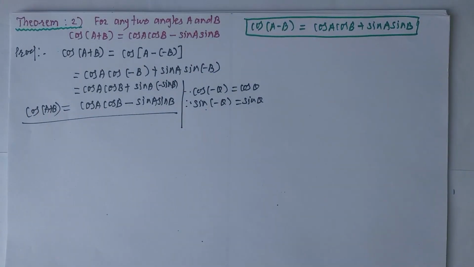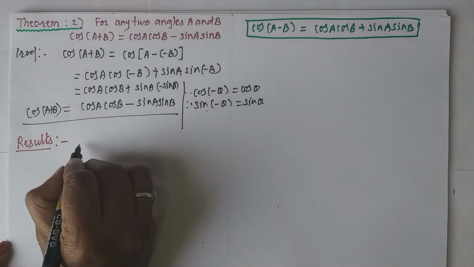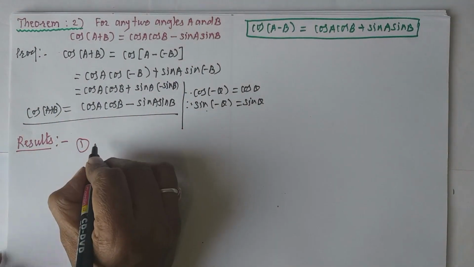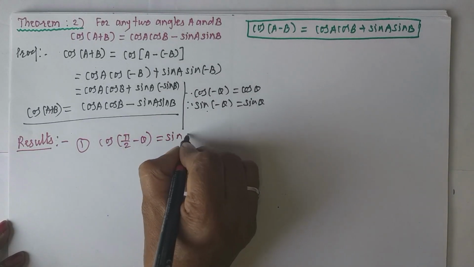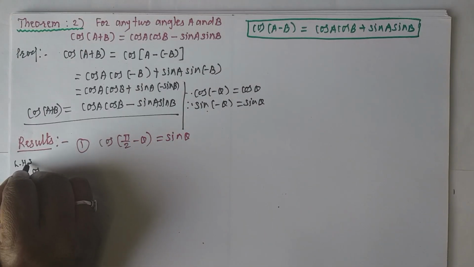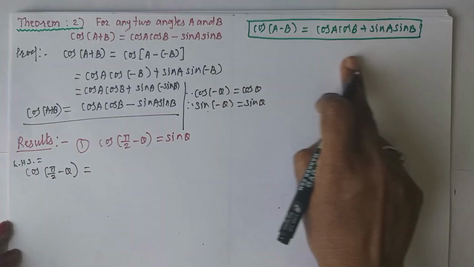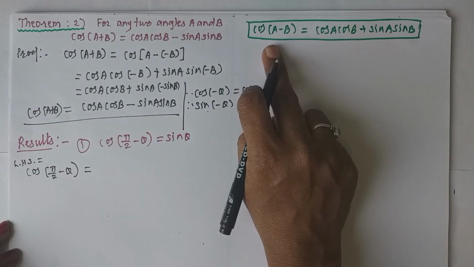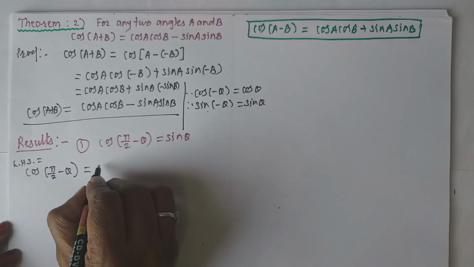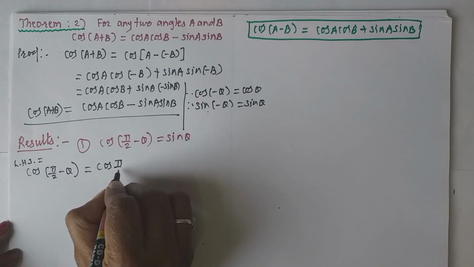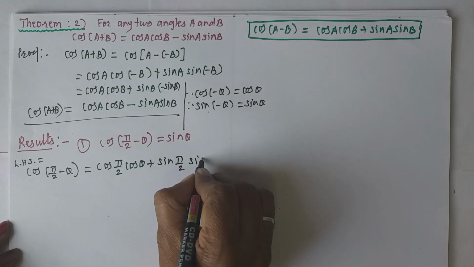Then we will see some results here using this formula. First, we will prove that cos of pi by 2 minus theta is sin theta. Left hand side is cos pi by 2 minus theta. Again use this formula: A is pi by 2 and B is theta. Then this becomes cos pi by 2 cos theta plus sin pi by 2 sin theta.